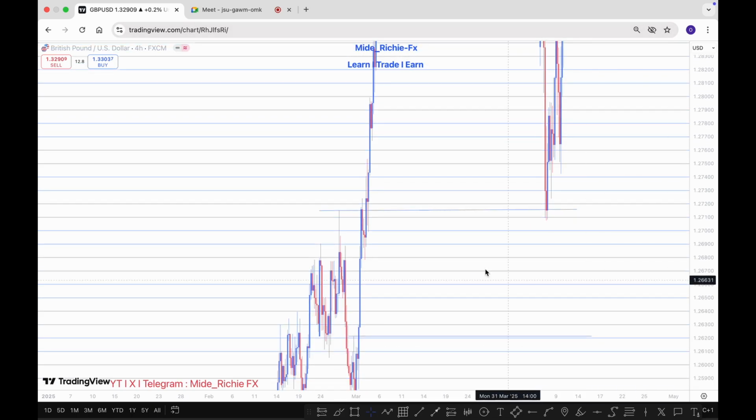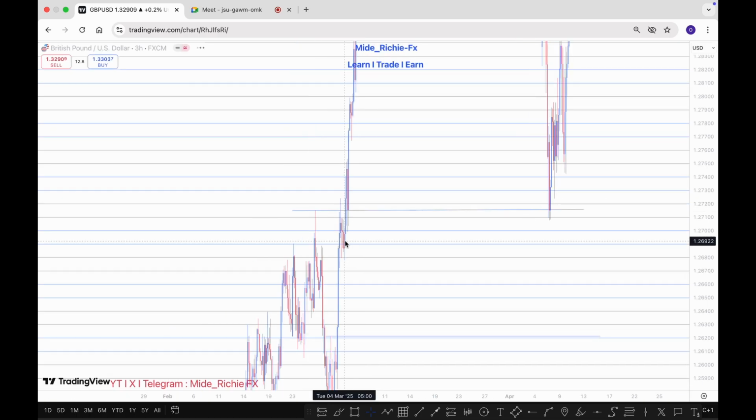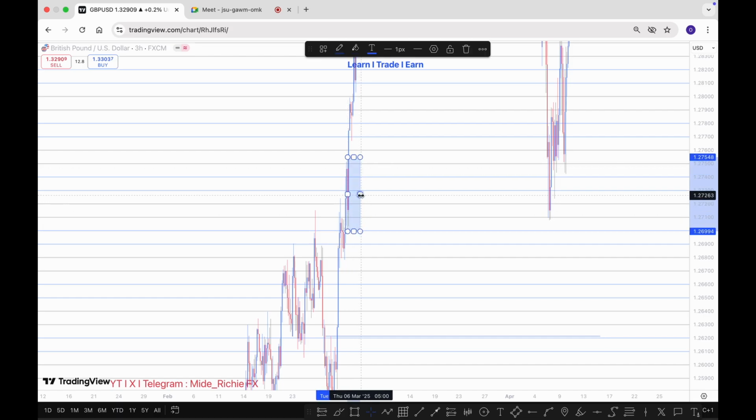But if you look right here on this 4-hour time frame, you see that this is not a valid demand zone, right? So just continue searching. Going to the 3-hour time frame, you can see that we have a very clean demand zone right here, which is this one, right?